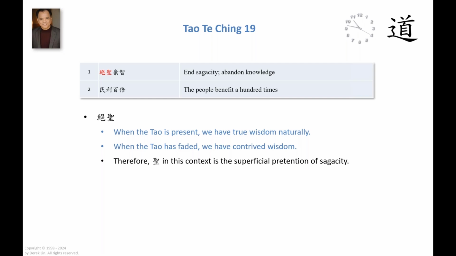That means what these people offer is not the divine wisdom of the sages, but they offer the artificial version of that wisdom which has emerged in the world when the Tao has faded. That is what Lao Tzu says we should end, the false projection of wisdom. This is the first layer of meaning. Let us explore further.